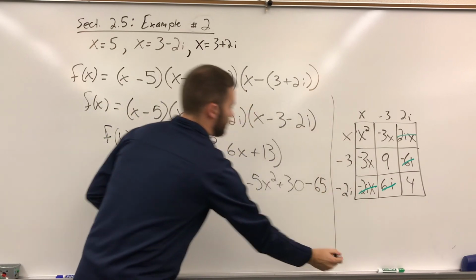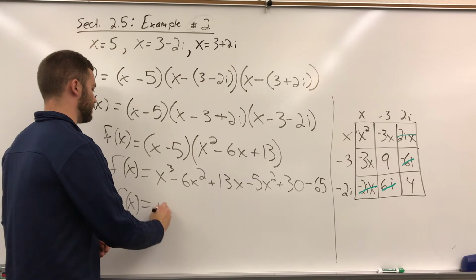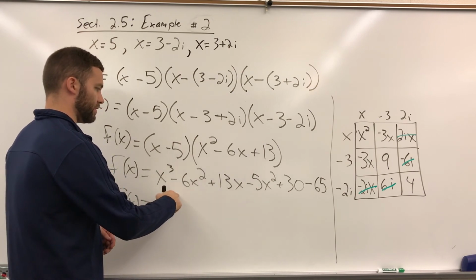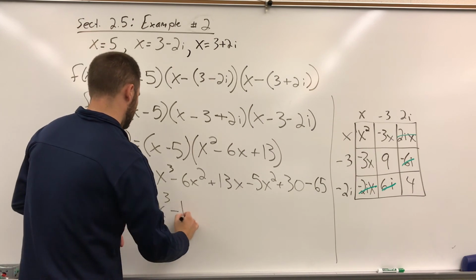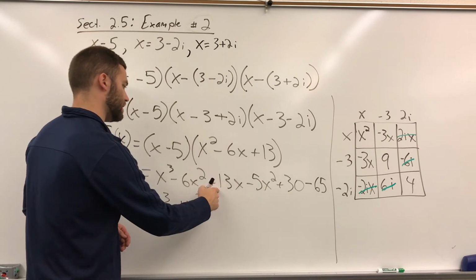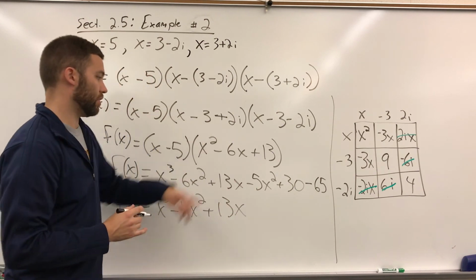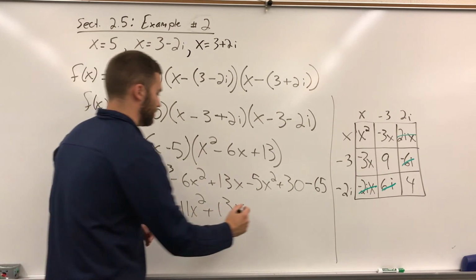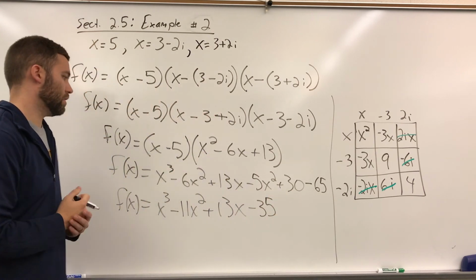Okay. All right, and then combine like terms. So f of x equals x cubed minus 6x squared minus 5x squared, this is the minus 11x squared, plus 13x, and then 30 minus 65 is negative 35. Okay, and that's it.